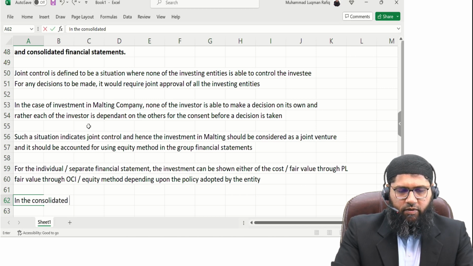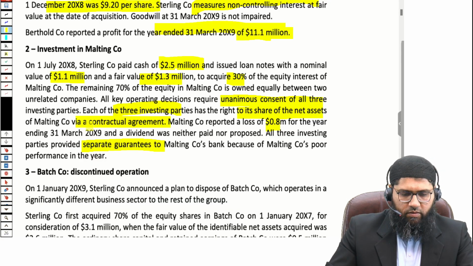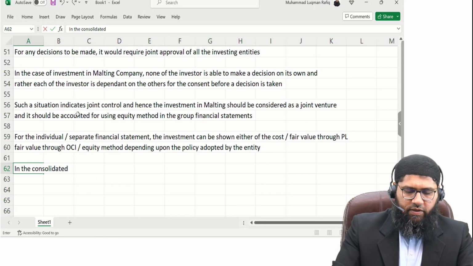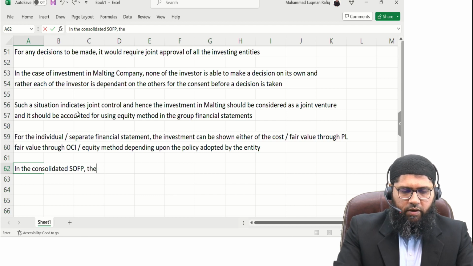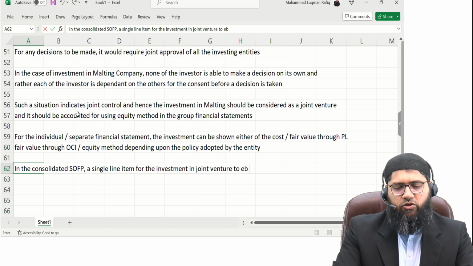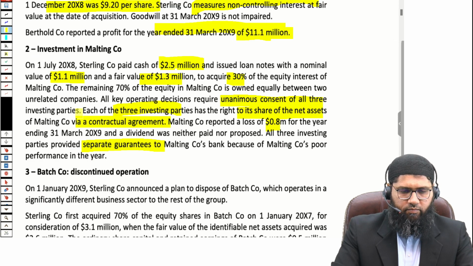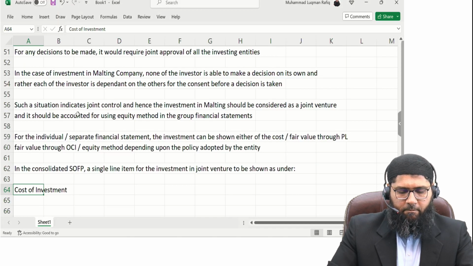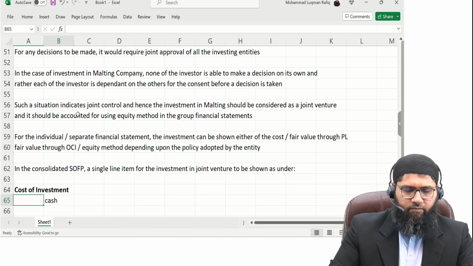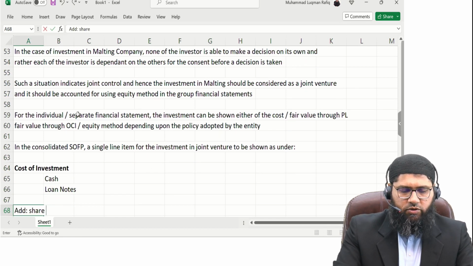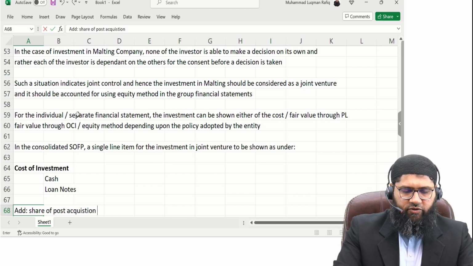In the consolidated SOFP, a single line item for the investment in joint venture is to be shown as: cost of investment, cash, loan notes, add share of post acquisition reserves.